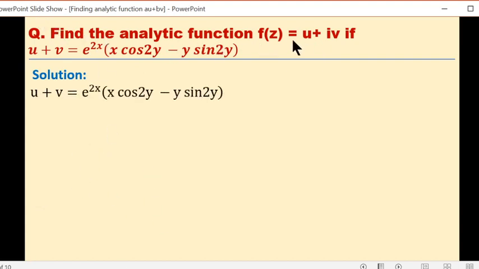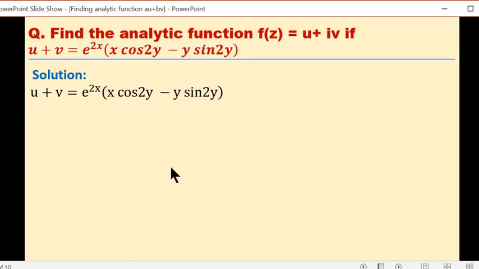Find the analytic function f of z equal to u plus iv if u plus v equal to e raised to 2x into x cos 2y minus y sin 2y. So this is the function that is given to us. All right. So now what was the procedure?